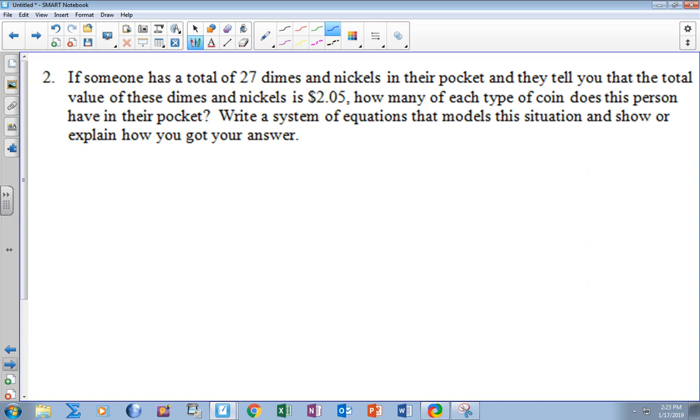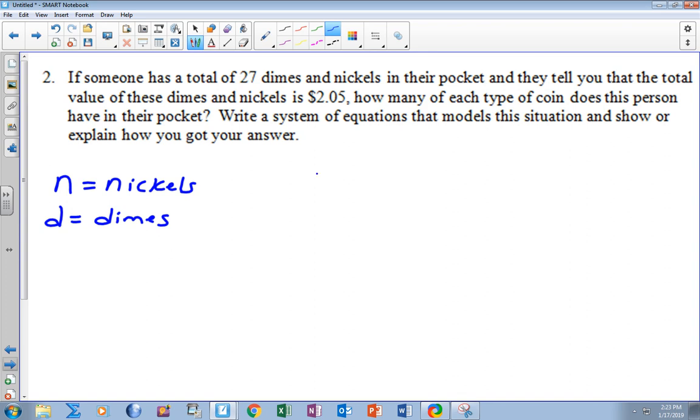Alright, so the first thing you want to do is define your variable. I'm just going to let n equal nickels and d equal dimes. They said I have 27 coins in my pocket, and the only types of coins I have in there are nickels and dimes. So that means I'm going to have n plus d equals 27, right?